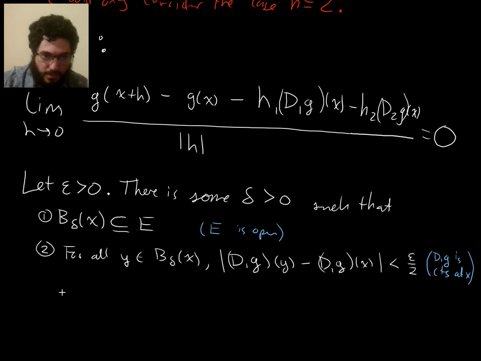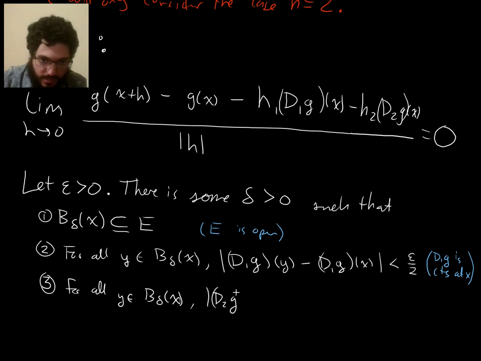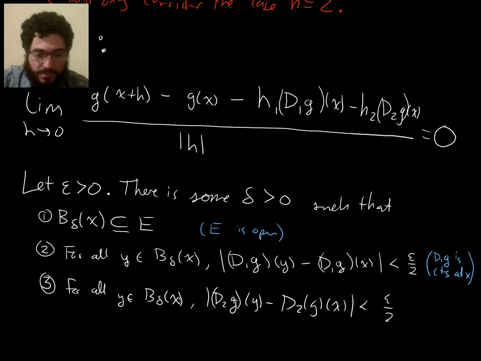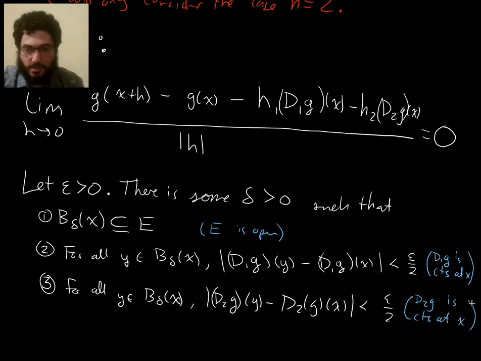And the third thing here is the same as the second thing, but for d2g. So for all y within delta of x, the distance d2g y compared to d2g x is less than epsilon over 2. And now I'm using this fact that d2g is continuous at x.